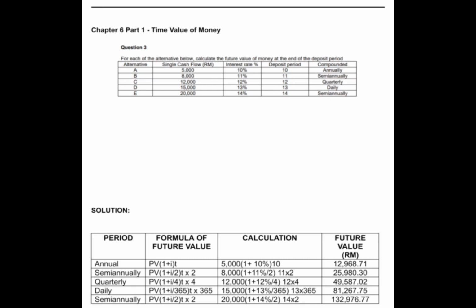So the total future value is 25,980 and 30 cents. Then for quarterly, the formula will be PV in bracket 1 plus interest divided by 4 power of T times M. So the calculation will be 12,000 times 1 plus 12% divided by 4 power of 12 times 4. Hence, the total future value is 49,587 ringgit and 2 cents.